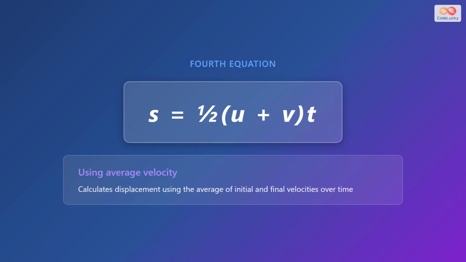This equation is especially useful when you know both initial and final velocities and the time interval, but acceleration is unknown or not needed. It provides an elegant alternative approach to finding displacement and is often simpler to use than the second equation when you already have velocity values. Think of it as finding the area under a velocity-time graph using the average height method.